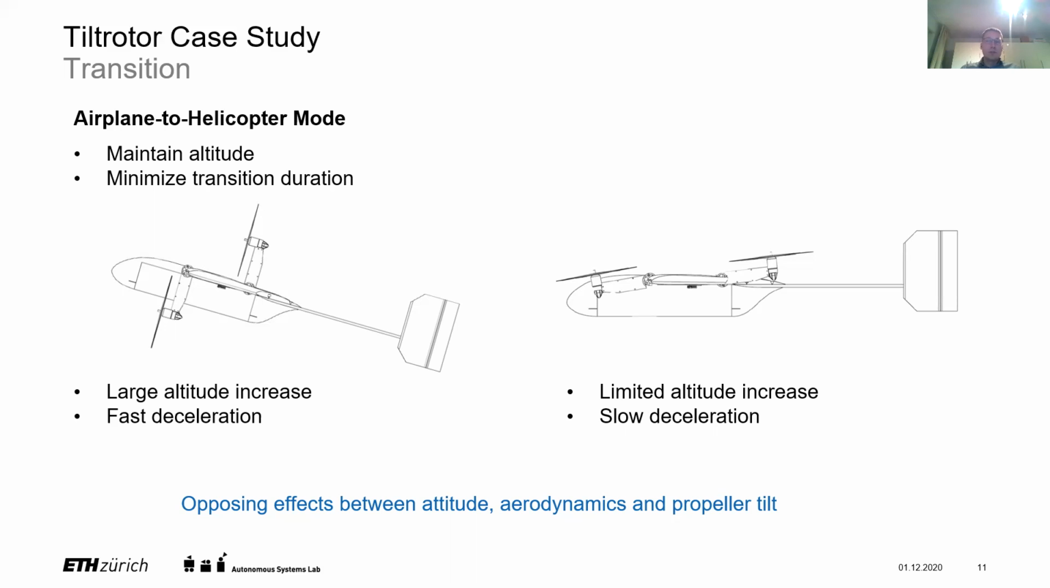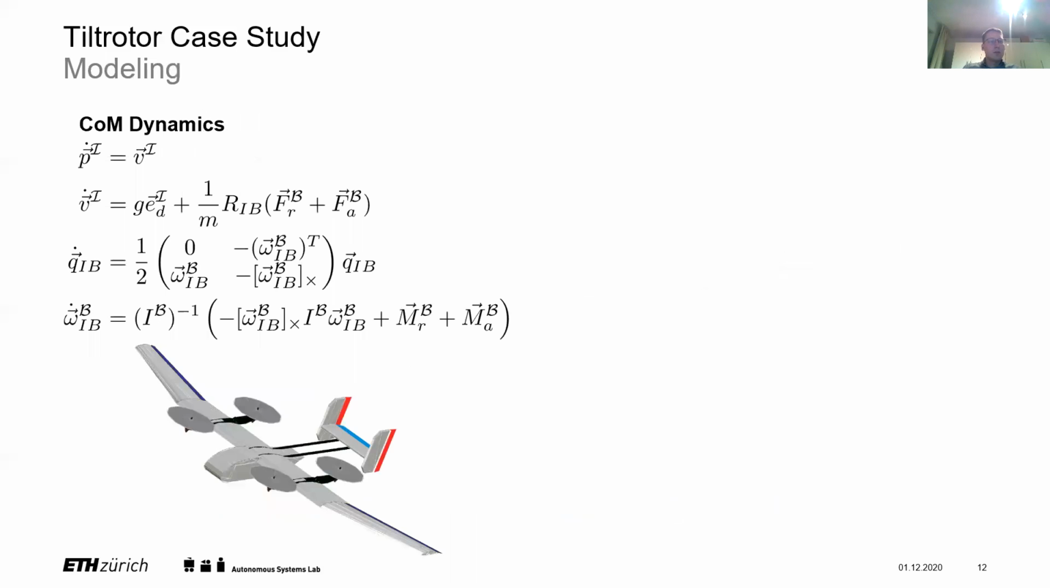Before being able to look at the control structure, we need to first familiarize ourselves a bit with the model of the vehicle. So for this, we start from the basic 6 degrees of freedom Newton-Euler dynamics. So you see here we have the position dynamics, velocity dynamics, quaternion dynamics, and angular rate dynamics. What is interesting here are the external forces and torques, which include, of course, the effects from the rotors and tilt angles here, so the forces and torques from the propellers, as well as forces and torques from the aerodynamics.